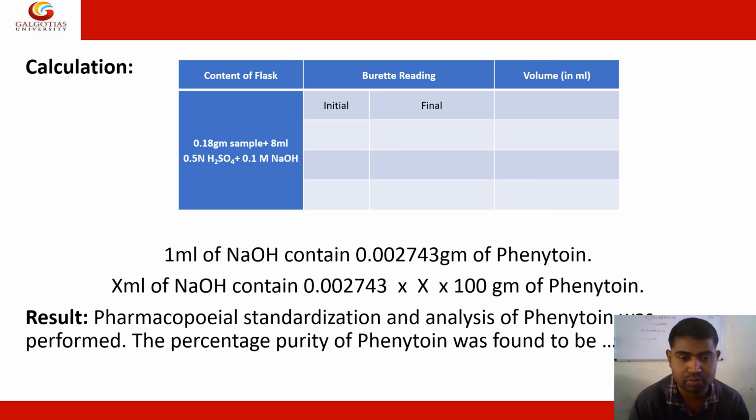Like in the result portion, you just have to write that the pharmacopoeial standardization and analysis of phenytoin has been successfully performed, and the percentage yield and the percentage purity of phenytoin was found to be whatever amount you found, and the melting point is found to be whatever you found. You just have to write that in the result portion. So that's it from my side.